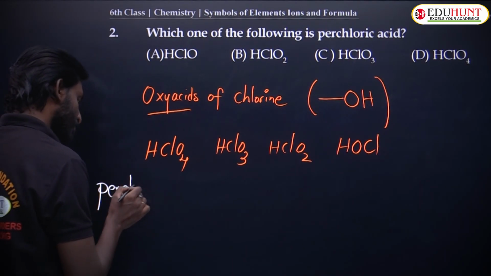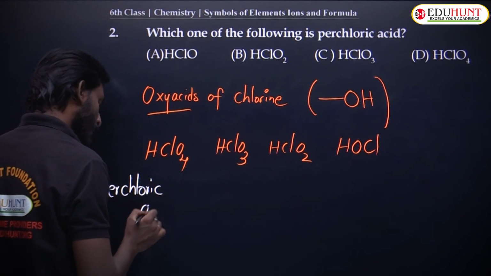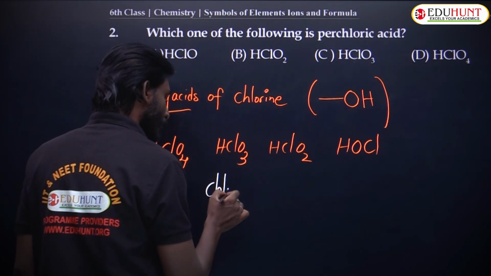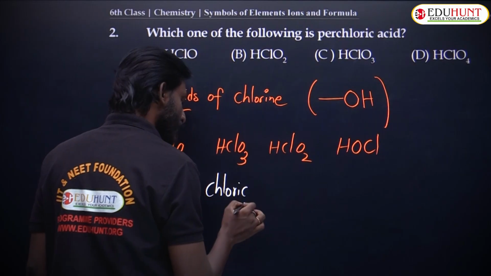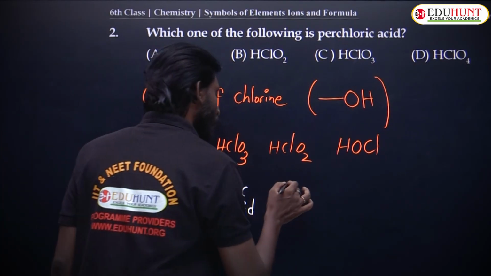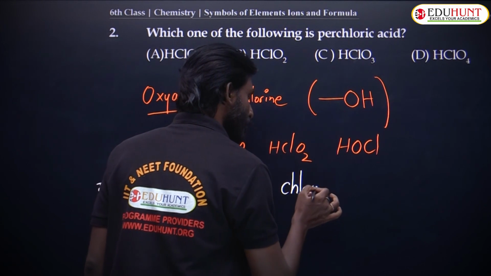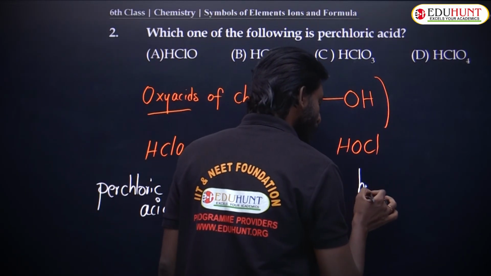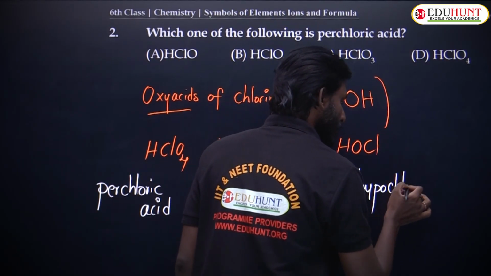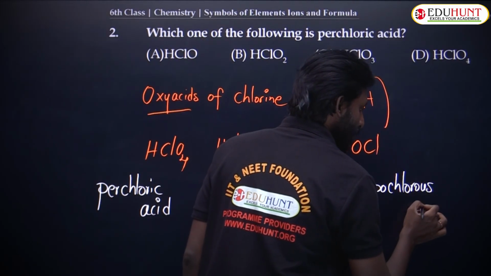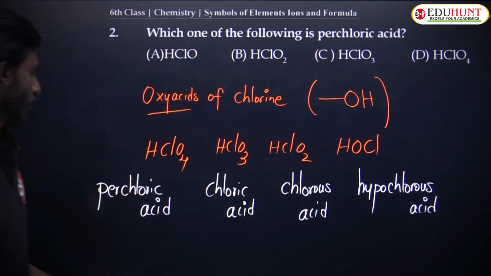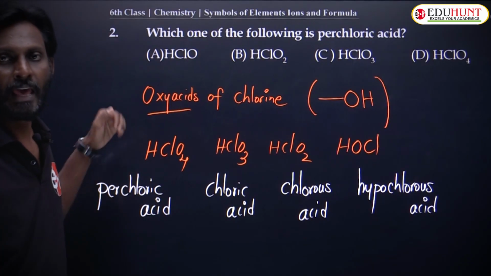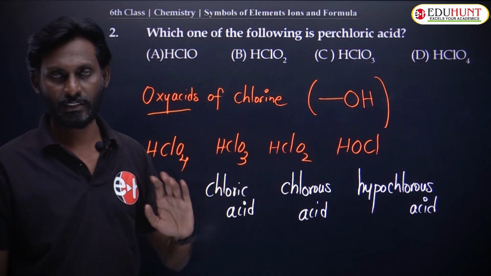The first one is perchloric acid. The next one is chloric acid. Then chlorous acid. The last one is hypochlorous acid. Perchloric, chloric, chlorous, hypochlorous: HClO4, HClO3, HClO2, HOCl.